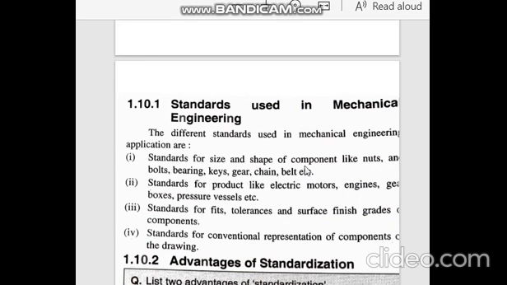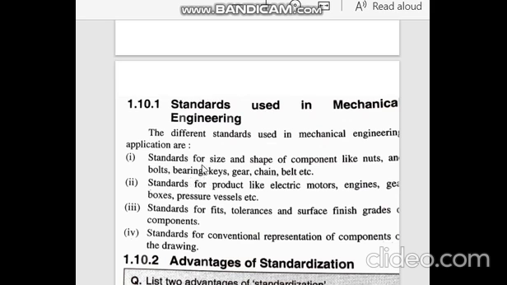Now let us see standards used in mechanical engineering. You see different standards for different components. You see standards for sizes and shapes of components like nuts and bolts. Otherwise there will be a lot of variety of nuts and bolts, so you want to limit the number to a reasonable amount. So you have to use standardization. Then bearings, different types of bearings, that's why you need standardization.